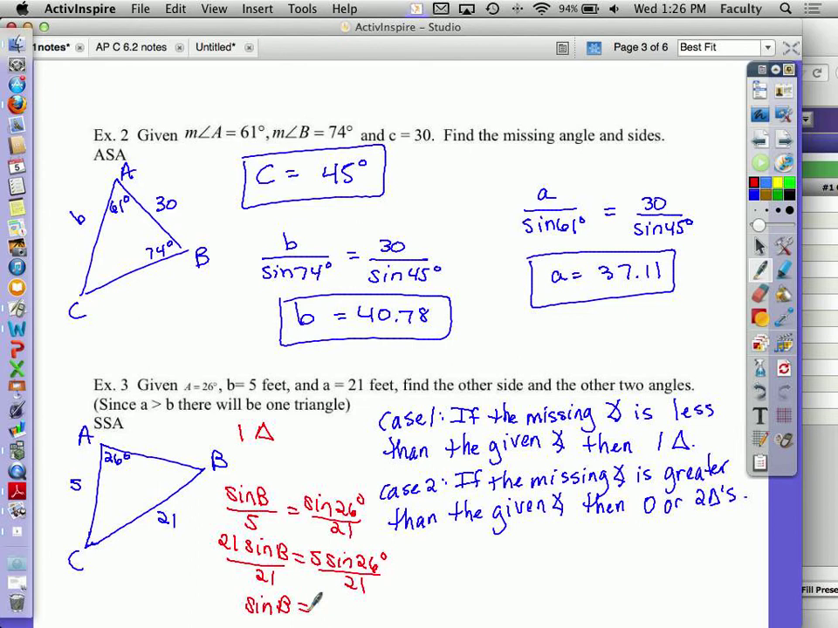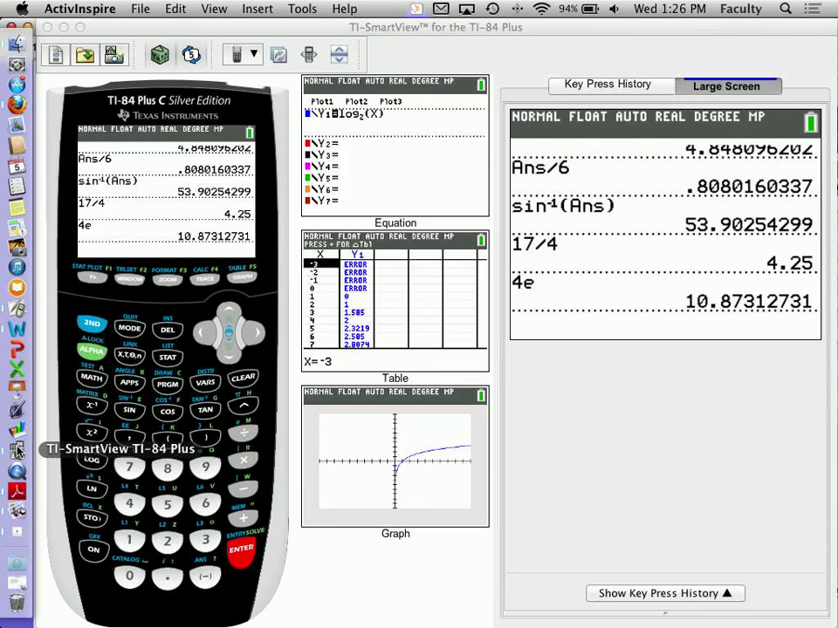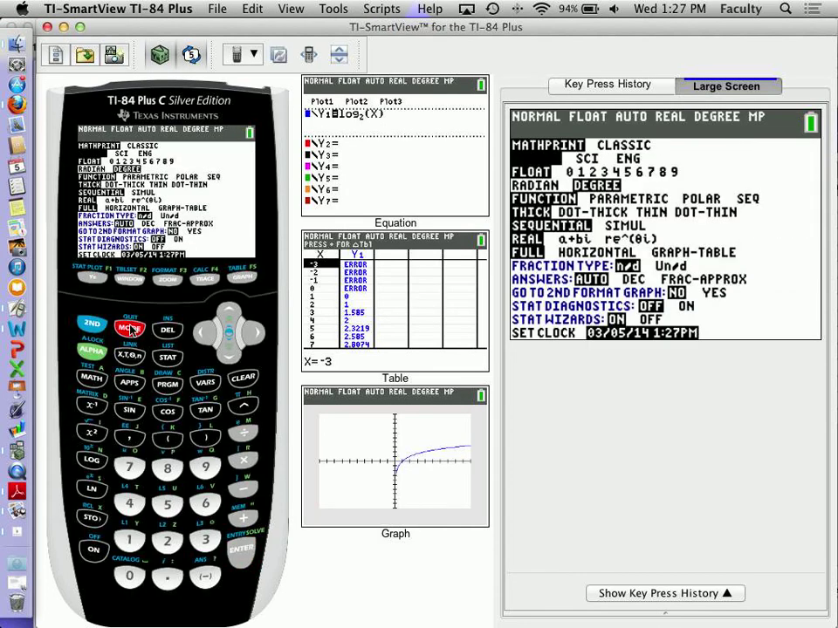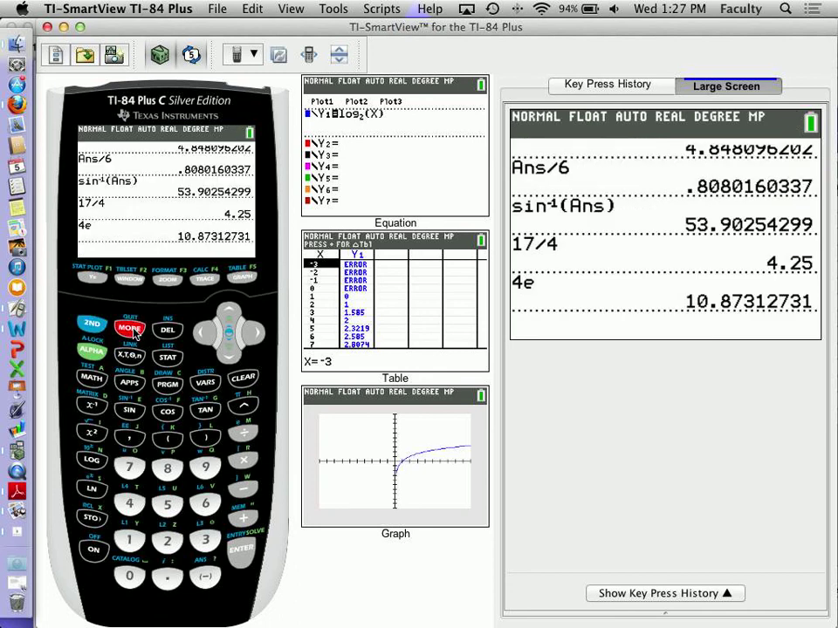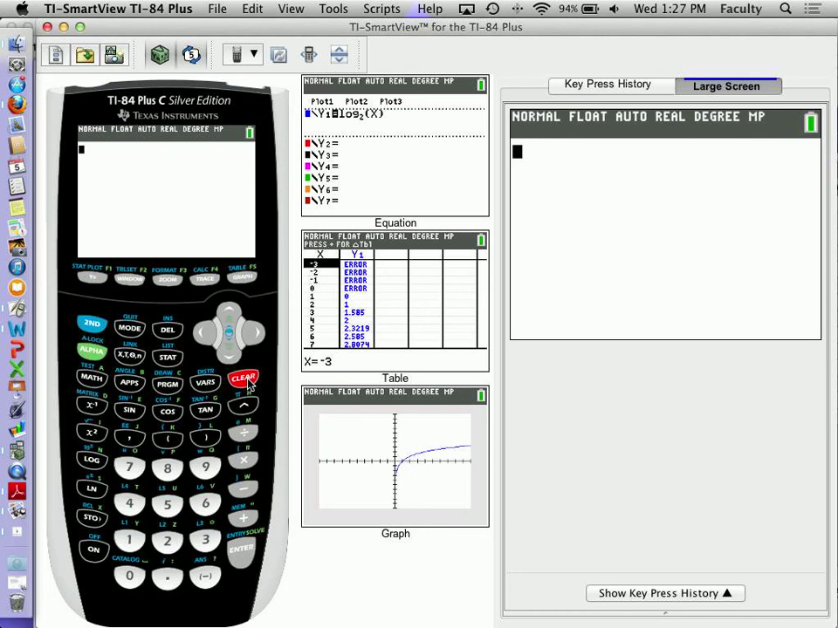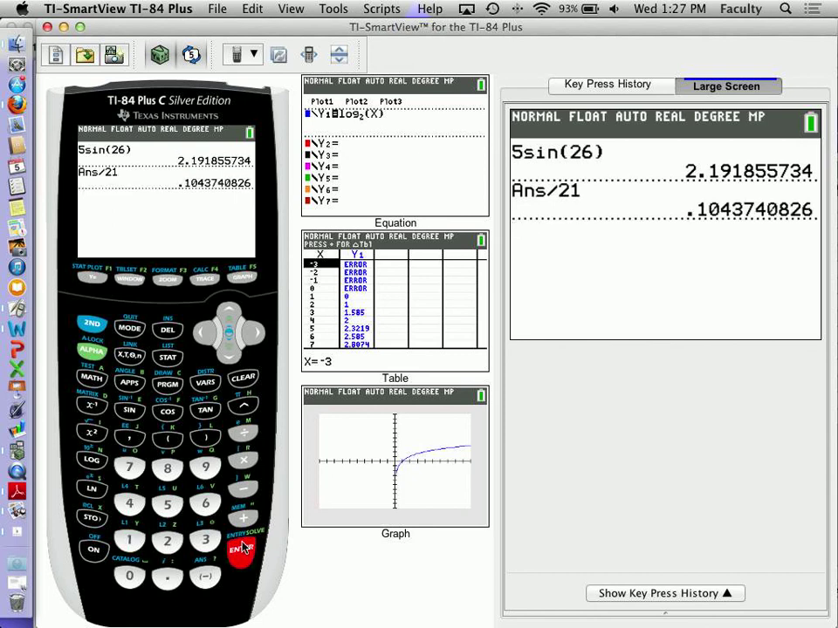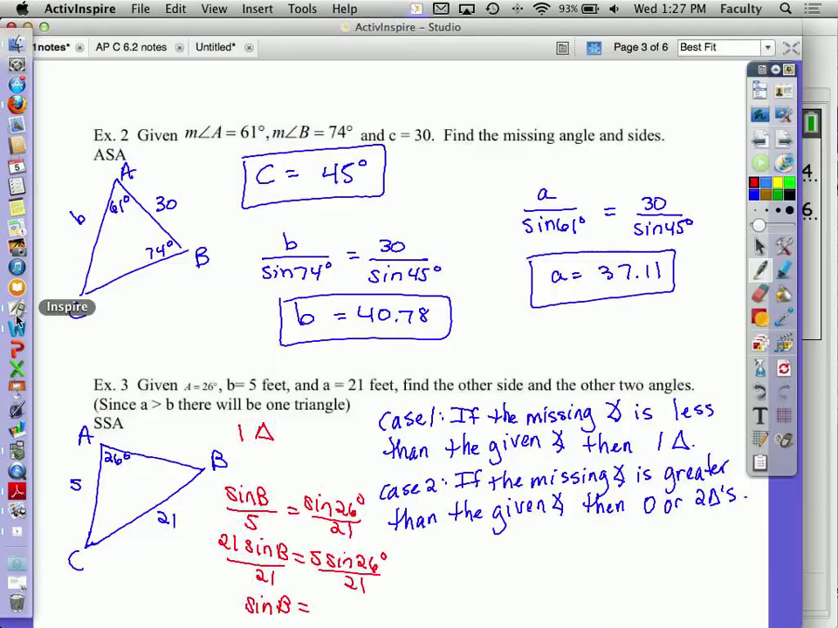I'm going to take out my calculator and I'm going to do 5 sine 26 degrees over 21, and I'm going to make sure I'm in degree mode. I am. There we go. All right, so on this one, I have 5 sine 26. I'm going to just press enter and divide by 21. And I'm getting, let's say, 0.104.